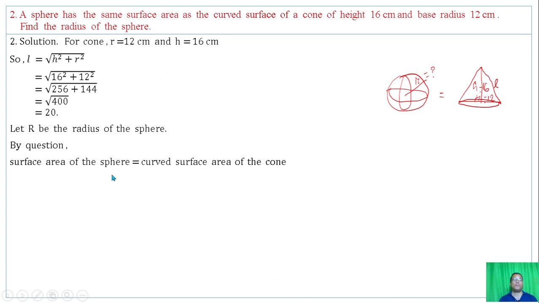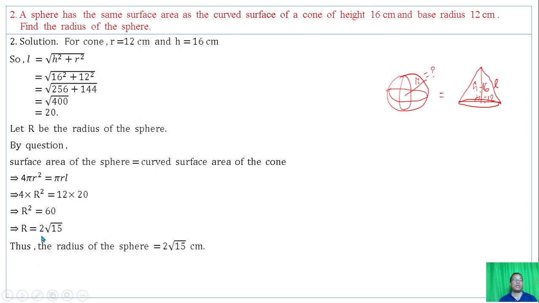Surface area of the sphere the 4 pi r square ni curved surface area of the cone the pi rl ni. That is 4 pi R square is pi rl. Giving their respective values, small r da capital R visual ni. Then pi kakakaba matungda r gi value the 12 ni. Aduga L slant height 20 ni, from which we have R square is 60. Therefore R is 2 root over 15. Thus the radius of the sphere is 2 root over 15 cm.